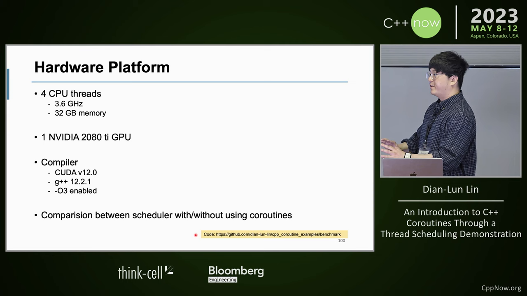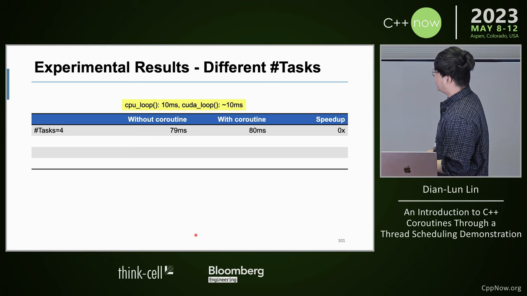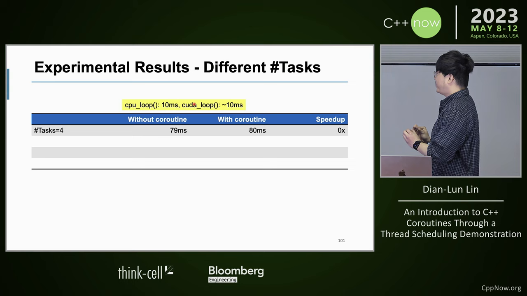And here is the runtime over different numbers of tasks. Here I run 4 tasks, and each task has 1 CPU loop and 1 CUDA loop for roughly 10 milliseconds. And you can see without coroutine is a bit better than with coroutine because we only schedule 4 tasks.